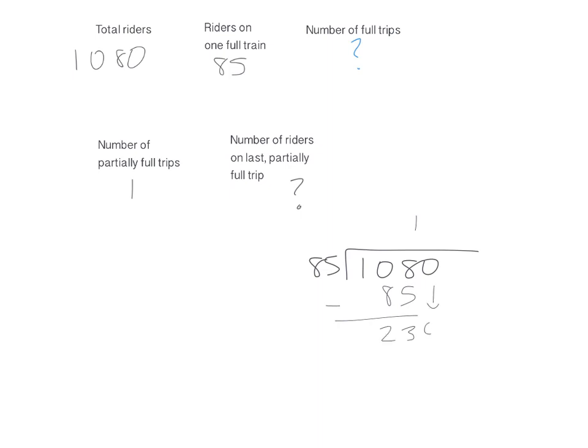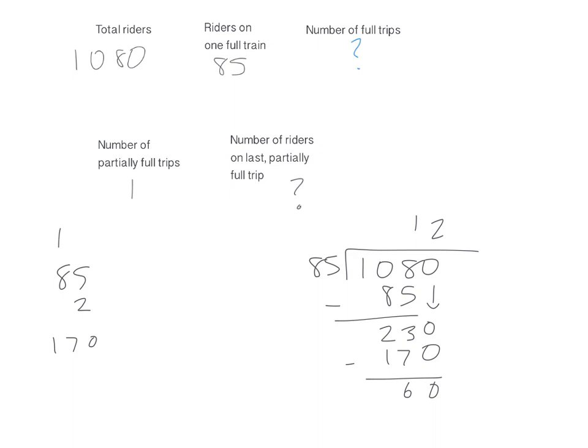Bring down a 0. 85 is kind of close to 100. 230 is kind of close to 200, so I think a good guess is 2. So let's see, 85, 2 times. 85 times 2 would give us a 10, 16, and a 17, so 170. So 0, 23 minus 17 is 6. So 60 people, all right, or 60. Maybe, I don't know what that means.